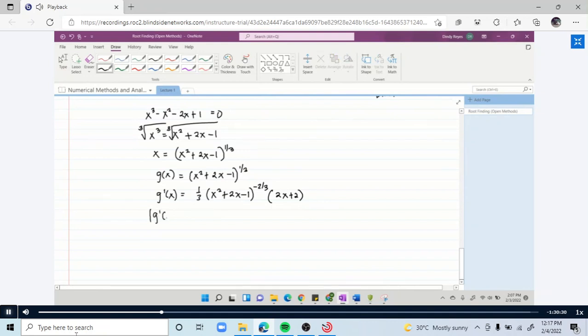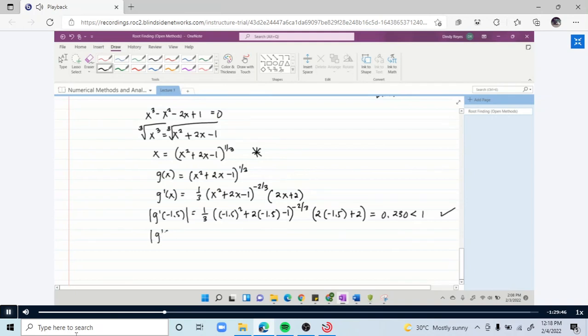So, g prime of negative 1.5. You just substitute negative 1.5: negative 1.5 squared plus 2 times negative 1.5 minus 1 raised to negative 2/3, then times 2 times negative 1.5 plus 2. Okay, what I have here is 0.230, which is less than 1. So it's convergent. That means you can use this rearrangement to solve for the negative root.